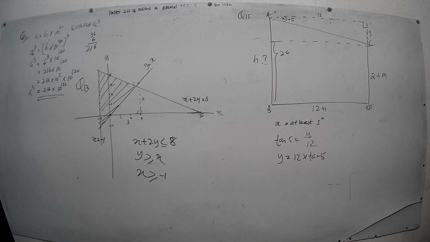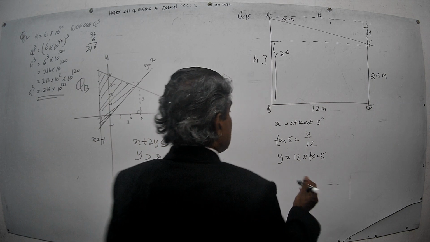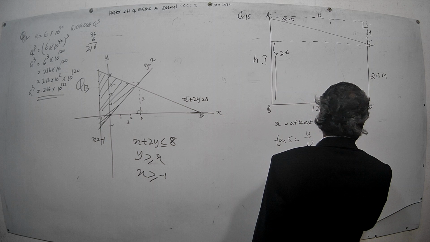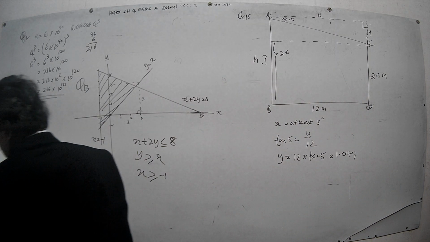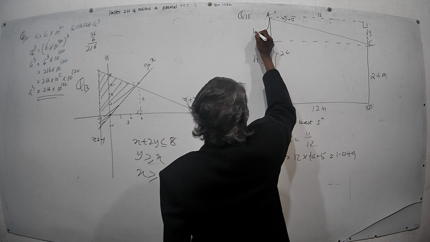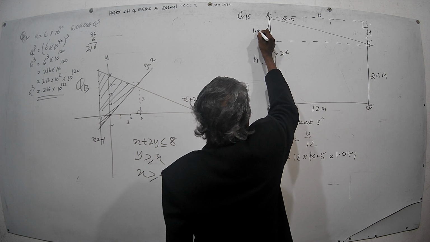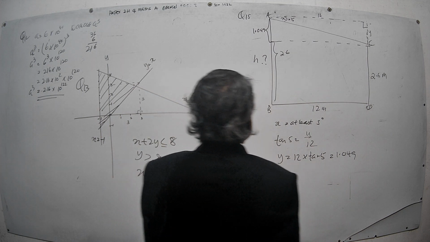Right, what is 12 into tan 5? There, that is 1.049. Then to here, this part is 1.049. There are some other decimal places, but we were asked to find the value correct to 3 decimal places.